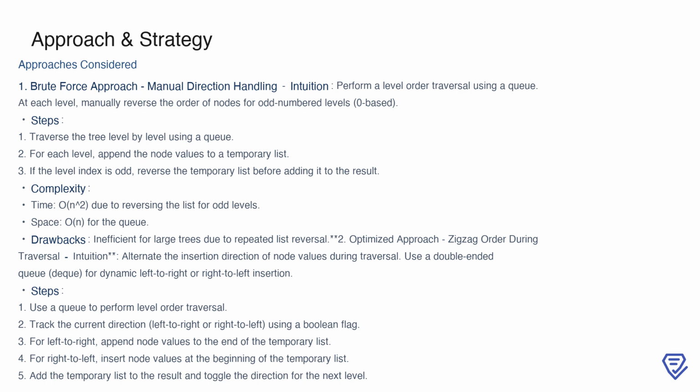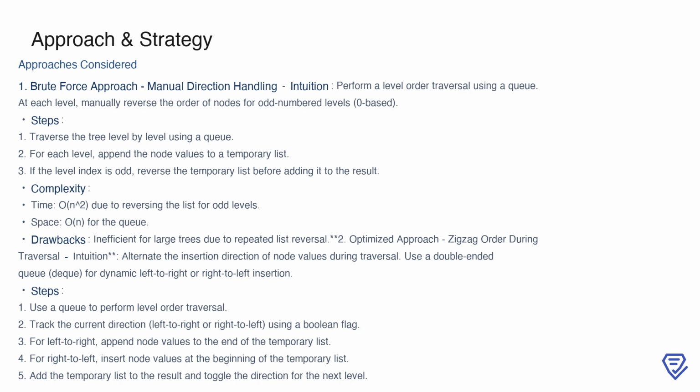To solve the problem of traversing a binary tree in a zigzag level order, we considered a few approaches. The first is the brute force approach, where we perform a level order traversal using a queue and manually reverse the order of nodes for odd-numbered levels. The process involves traversing the tree level by level, appending node values to a temporary list, and reversing the list for odd levels before adding it to the result.